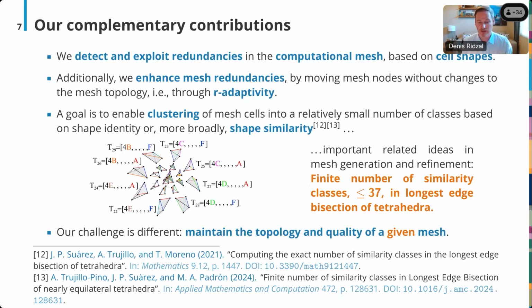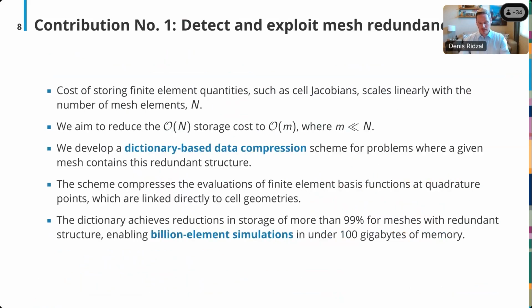We want to maintain the topology of a given mesh by just moving the nodes a little bit. And we also want to maintain the quality and still create these similarity classes. All right, so there will be two contributions that I want to discuss. The first one's easy to grasp, and it's more of a computer science kind of task. The second one will be on the R adaptivity.